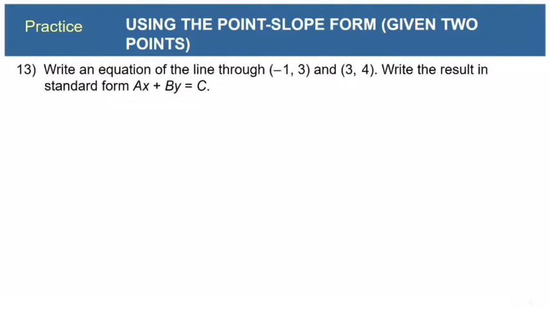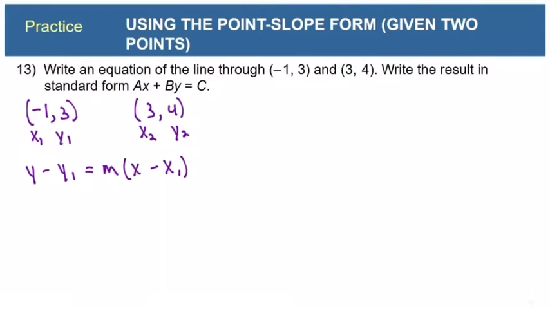So let's go ahead and collect what we know. We have our 2 points. I'll go ahead and label them x1, y1 and x2, y2. We know we're going to need the point-slope formula. And because we don't yet know the slope, we know that we're going to need our slope formula.